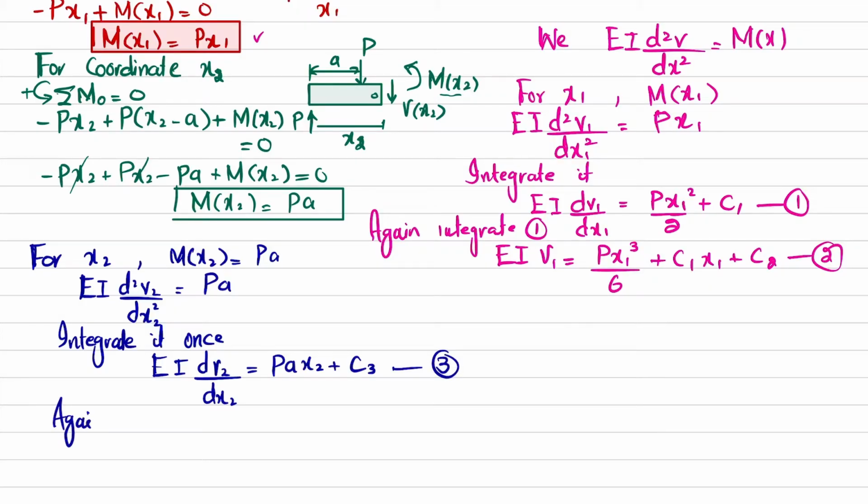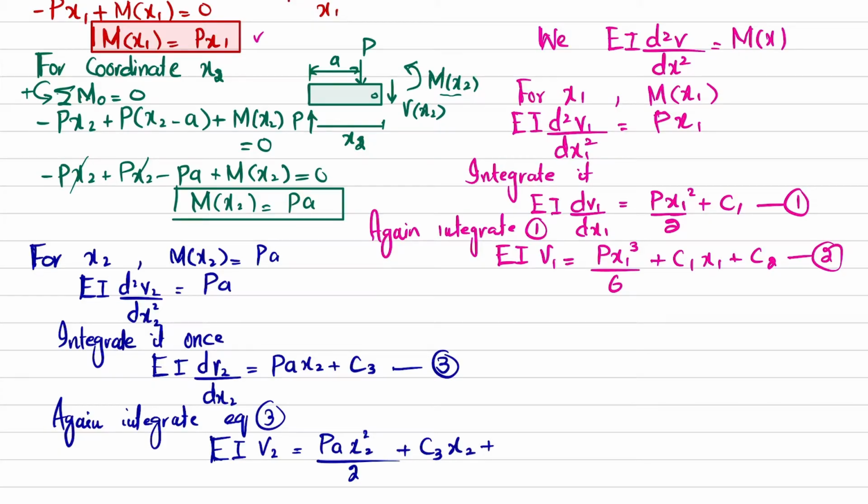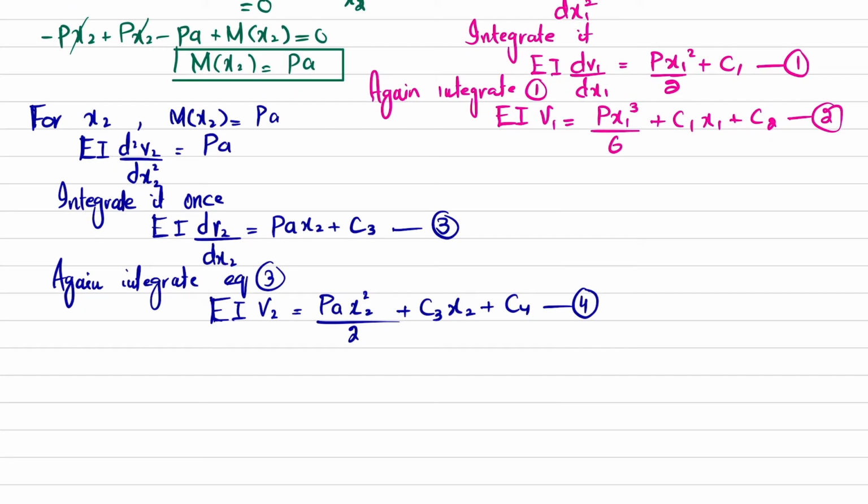So again integrate equation number 3, so you will get EI into V2 is equal to PA x2 square over 2 plus C3 x2 plus C4, and this is your equation number 4. Now here you can see C1, C2, C3 and C4 are unknown constants of integration. So these can be found by using boundary conditions. So we will apply boundary conditions to find C1, C2, C3 and C4.